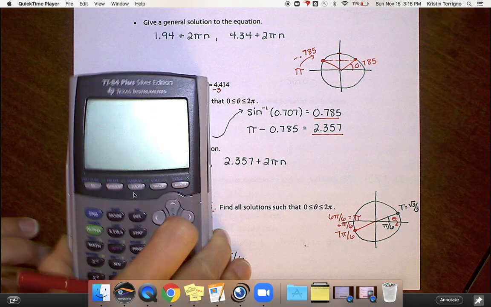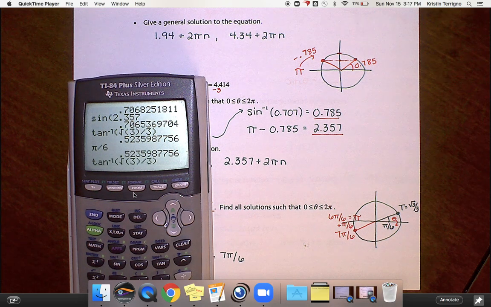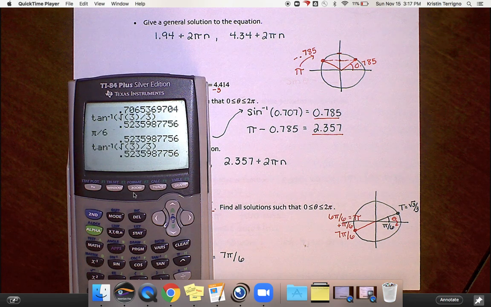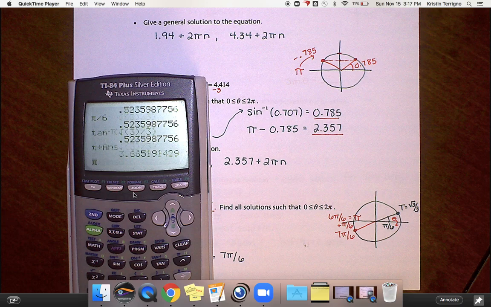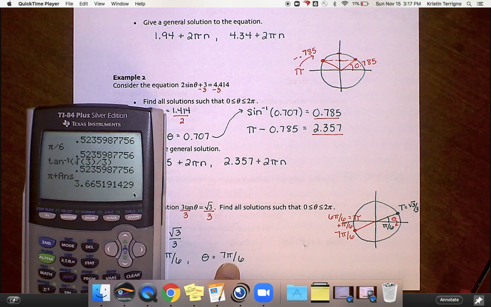So if I took, let's see, I'm going to go back to that value we got from our calculator. I'm just trying to replicate how we did it before. I got that one tangent value. And then if I do pi plus that number, I get 3.66. That number there is equivalent to 7 pi over 6.